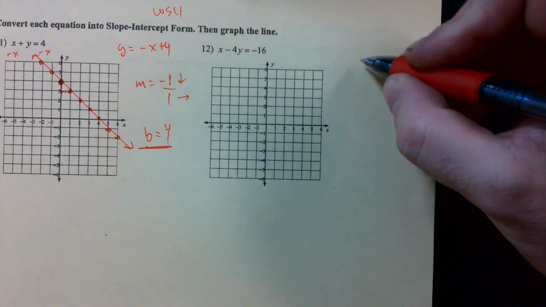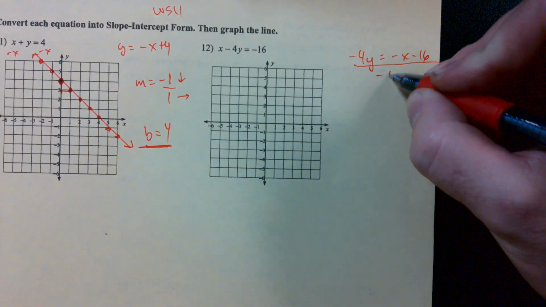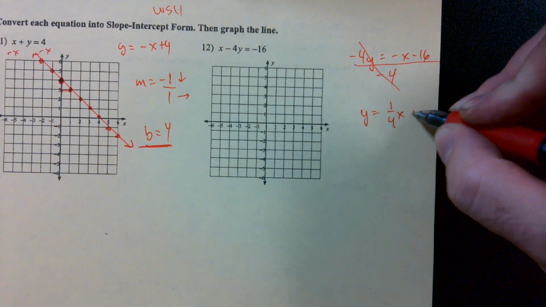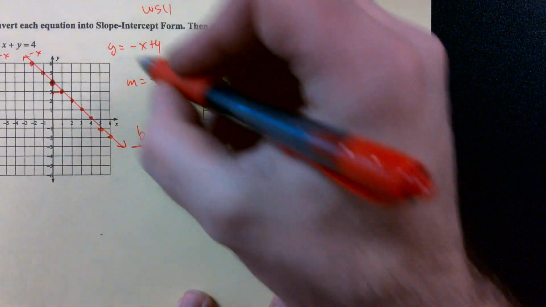For number 12, I'm going to subtract x from both sides. I get negative x minus 16. Divide the whole thing by negative 4, and I get 1/4 x plus 4. All right, so there's my slope-intercept form.